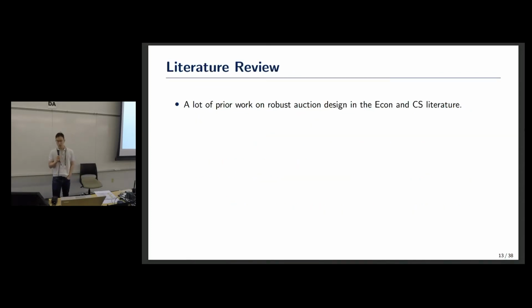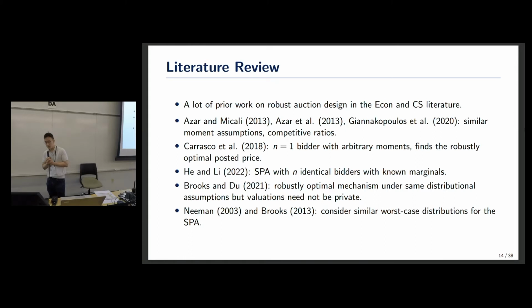There's of course a lot of prior work on robust auction design. I'm going to just address a handful of things. There's work in the CS community on parametric auctions, but they're mostly interested in competitive ratios. There's a paper by Carrasco et al. They solve the problem when there's one bidder, and they find the robustly optimal posted price. There's a paper by He and Li, where they find the robustly optimal reserve price for a second price auction, but the bidders are identical and the marginal distributions are known. And then there's a paper by Brooks and Du. They find the robustly optimal mechanism, but they don't require that the valuations be private. And then there are two papers, one by Neiman and one by Brooks, that consider similar worst case distributions as the one I'm going to talk about to analyze properties of the second price auction.